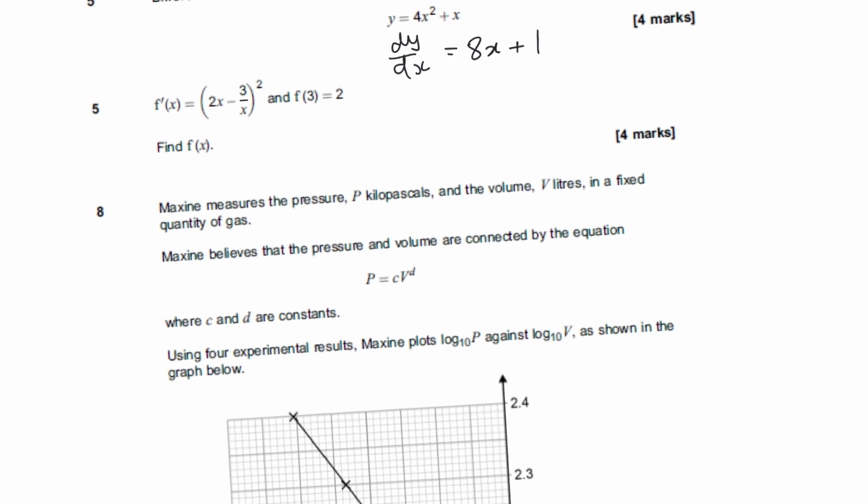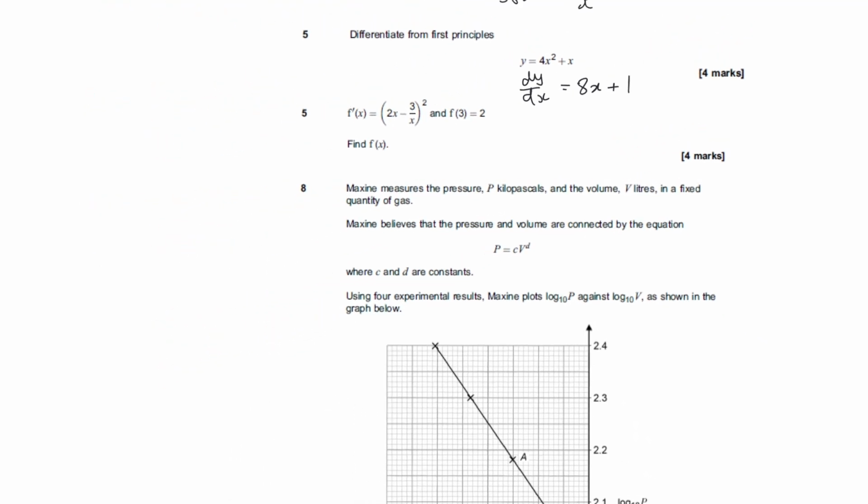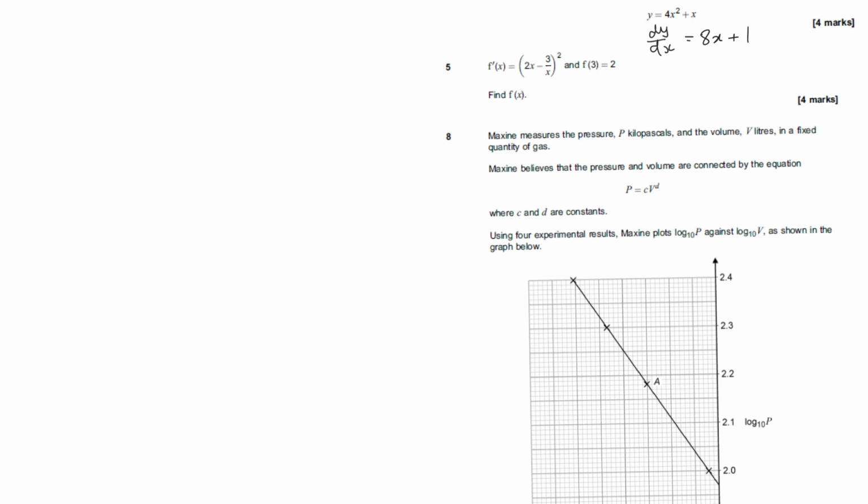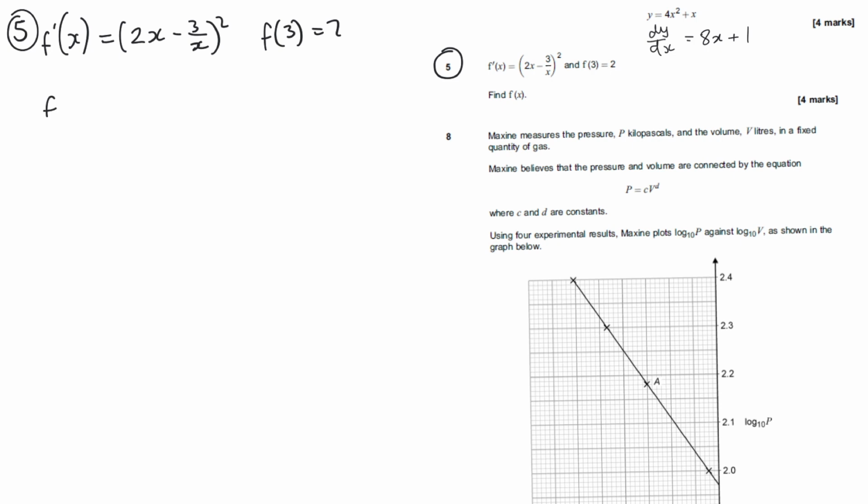And then for the next question 5, I'm going to zoom this out and make some space over here. Not the first question 5, this one, the next one, because we want to make sure we have enough space for working out. Okay, so we've got f dash x is equal to 2x minus 3 over x squared, and f of 3 is equal to 2. So it wants us to find what f of x is.